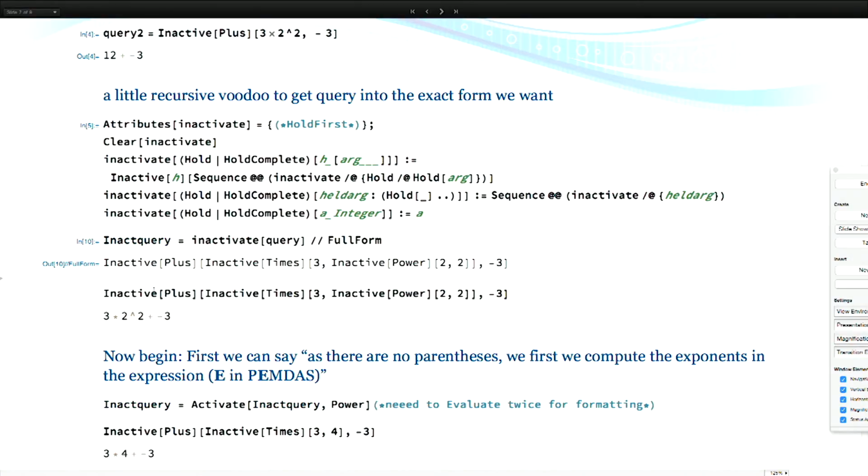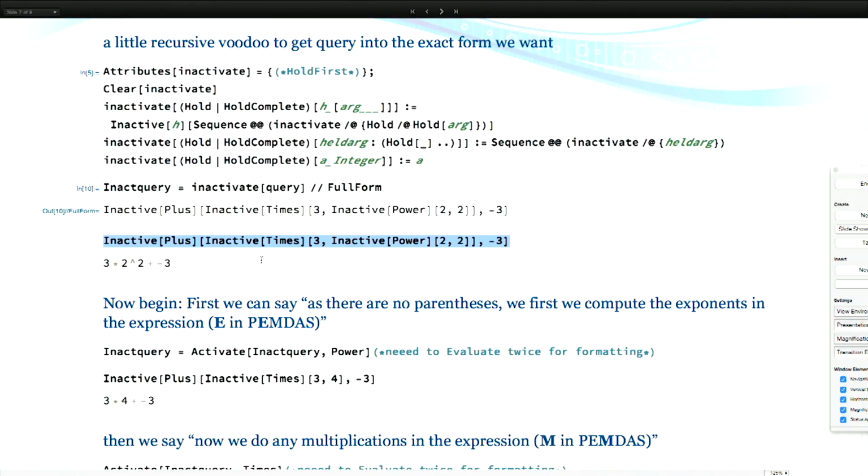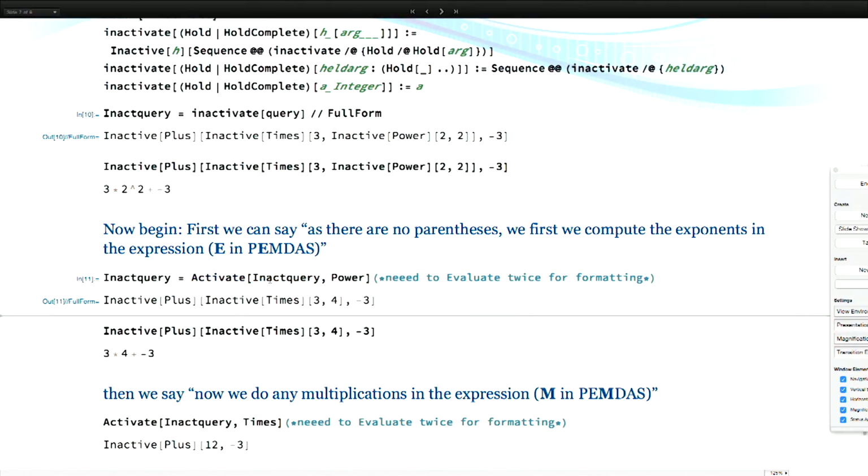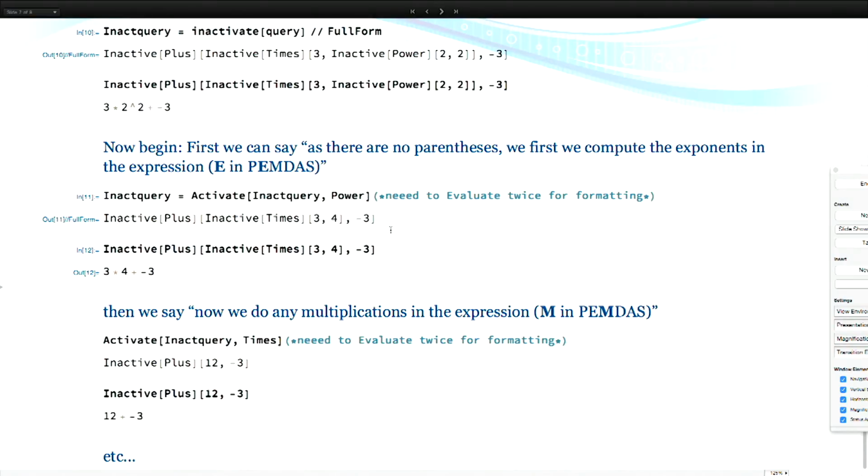So now that I have it in the form that I want, where I've inactivated each of the heads, I can just use the activate function, which activates the specific head that I want. So I'm ready to begin my step-by-step program now. I can just start out by saying there are no parentheses, so let's just do the exponents. That's the E in PEMDAS. So I activate power, and the 2 squared became 4. And I have to evaluate it again to get rid of the inactives. I guess that's because you want to see what happened to the inactives when you do it once.